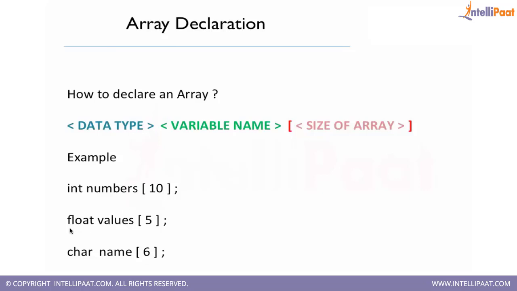Similarly, if you want to have a float array, then give it as float, the name of the array is values, and 5 is the size of the array. For characters, name is the variable name, and 6 is the size of the array.